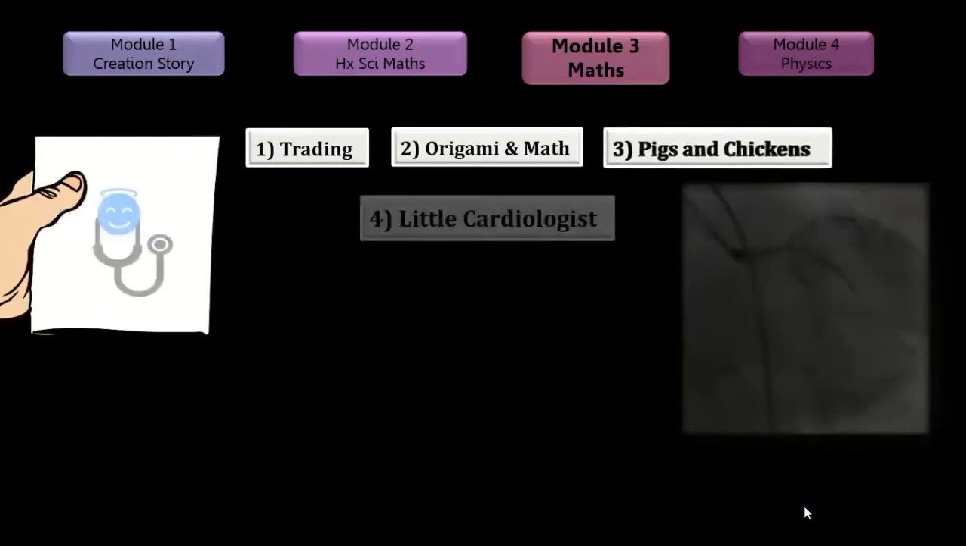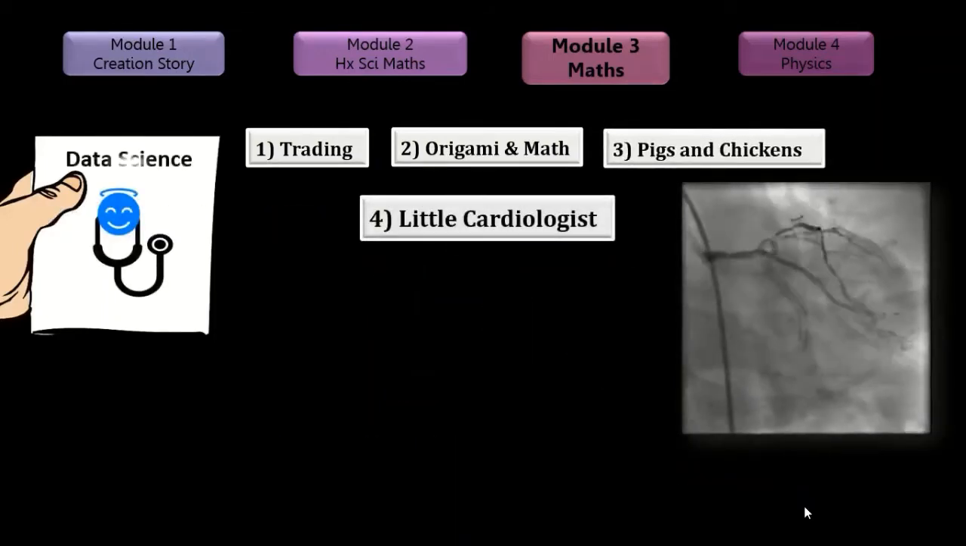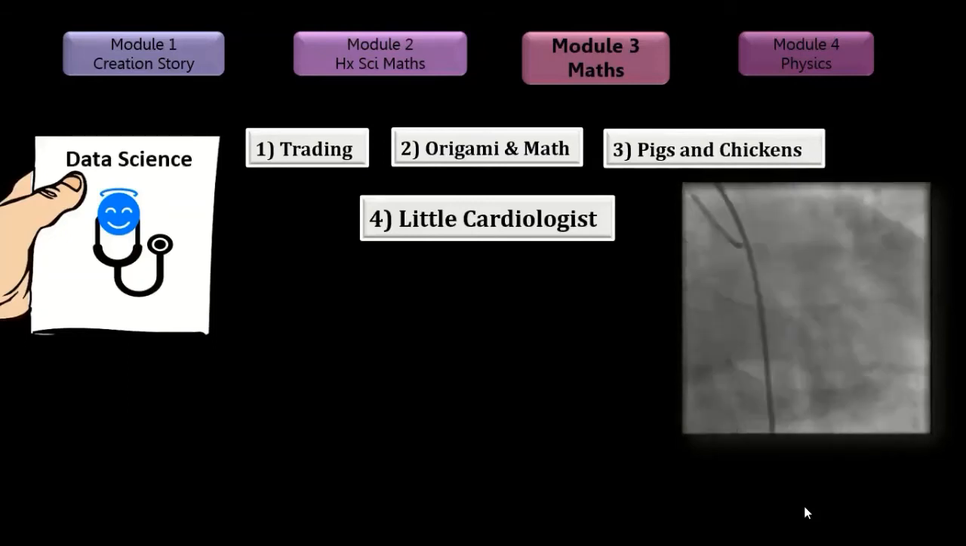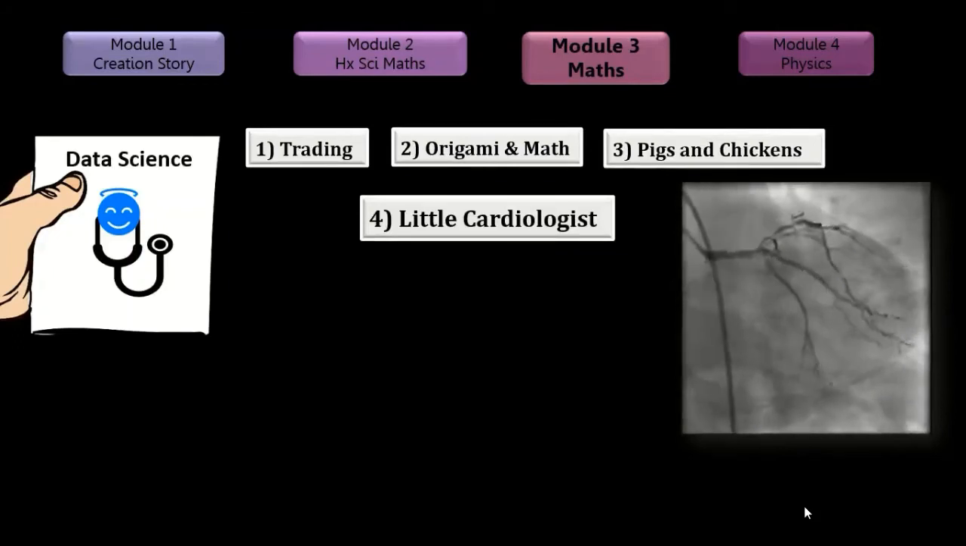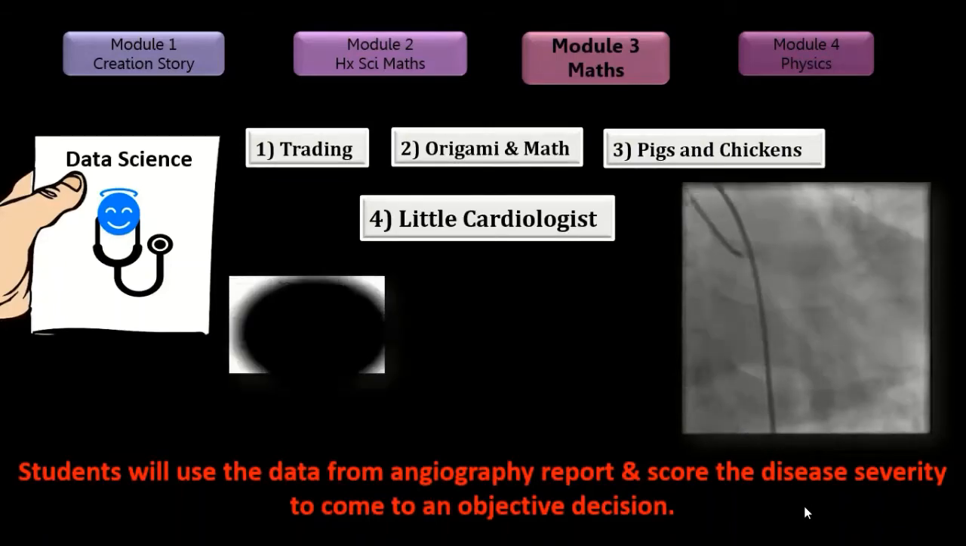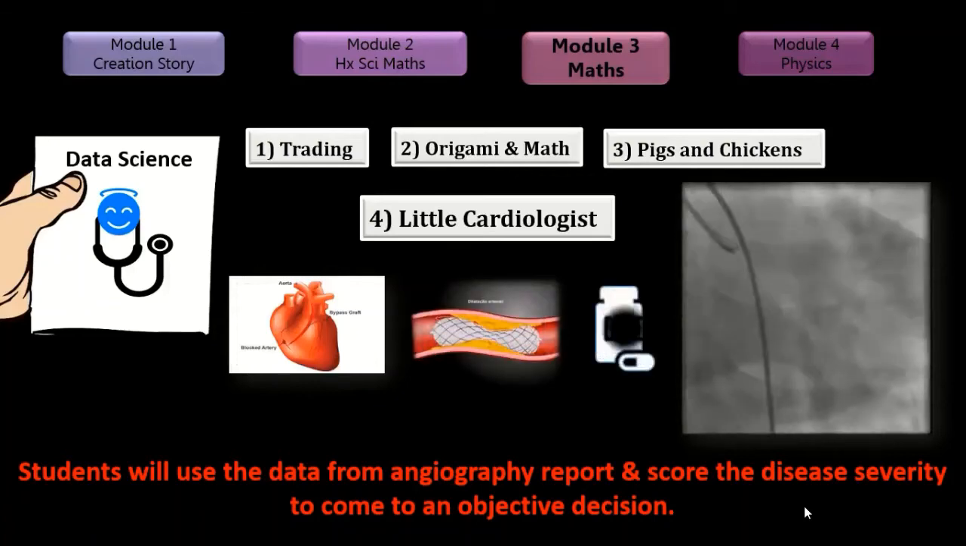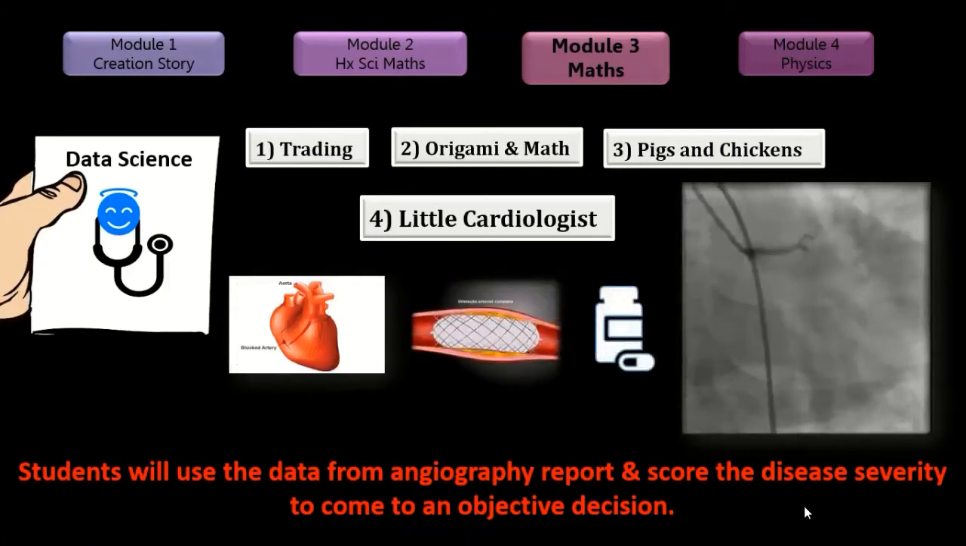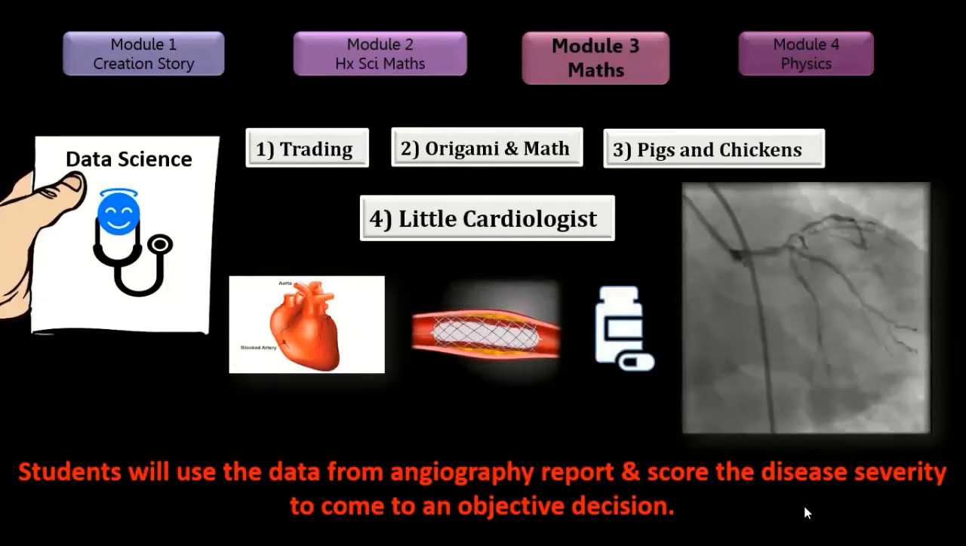A challenge titled Little Cardiologist is aimed at getting young minds to appreciate the potential of data science. Students will be given 3 angiography reports, then tasked with scoring the disease severity in an objective manner, and then recommend among the 3 treatment options available, namely bypass, stent, or medicines. Caution here, cardiology is much beyond this challenge, but the purpose here is to show how mathematics has permeated every branch of science and is decreasing ambiguity and blunting judgmental errors.